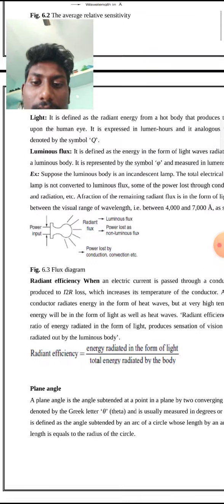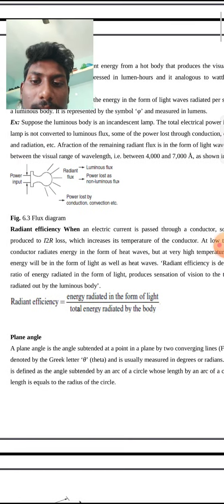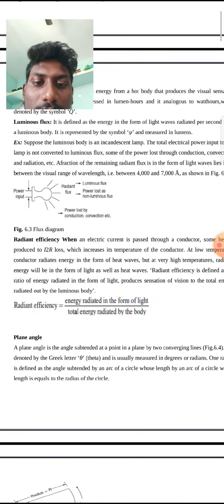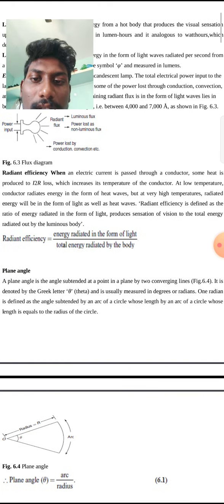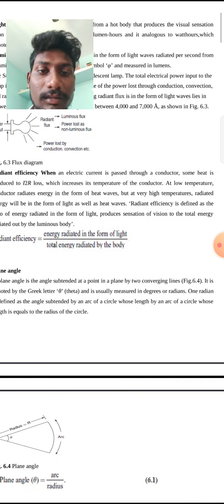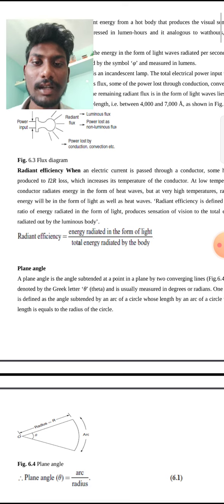Radiant efficiency. When an electric current is passed through a conductor, some heat is produced due to I squared R loss, which increases the temperature of the conductor. At low temperature, the conductor radiates energy in the form of heat waves, but at very high temperatures, the radiated energy is in the form of light as well as heat waves.